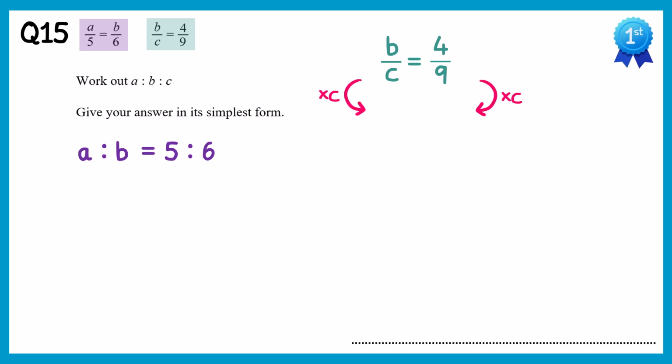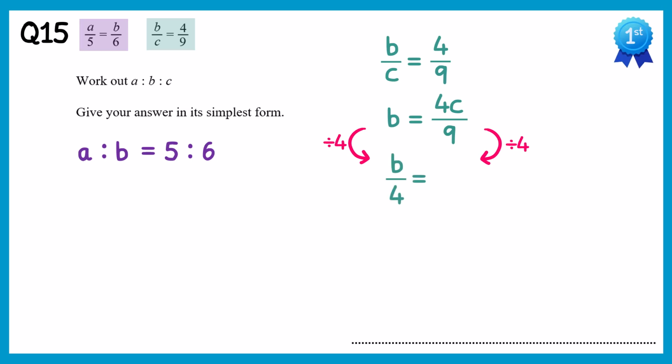If we multiplied both sides by c, we'd cancel the c on the left hand side, so we'd just have b, and on the right hand side we'd have 4c over 9. If we then divide both sides by 4, we end up with b over 4, and on the right hand side the 4 would cancel, so we'd have c over 9. This now looks like the other one with the letters on the top, so we can write down the ratio of b to c is equal to 4 to 9.